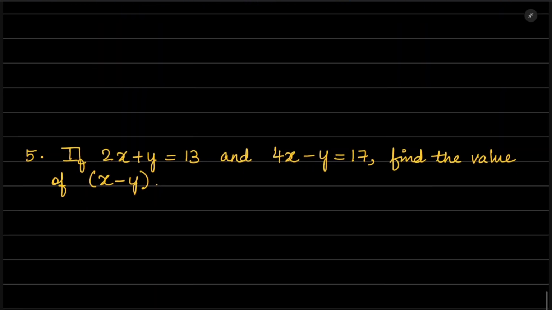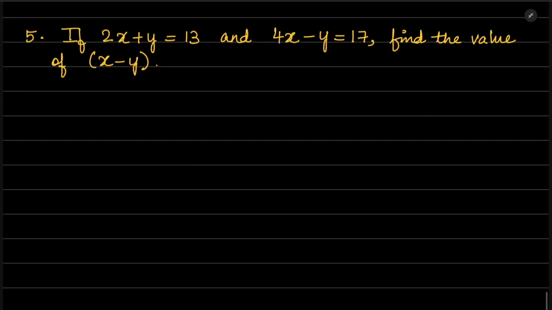Now let's move on to the 5th question. This is a question from your 3rd unit. 2x plus y equal to 13, 4x minus y equal to 17, find the value of x minus y. First, let's find out what x and y are. So, two linear equations: 2x plus y equal to 13 and 4x minus y equal to 17.